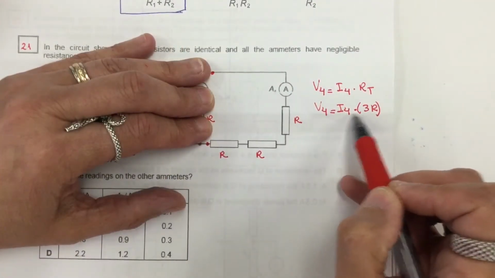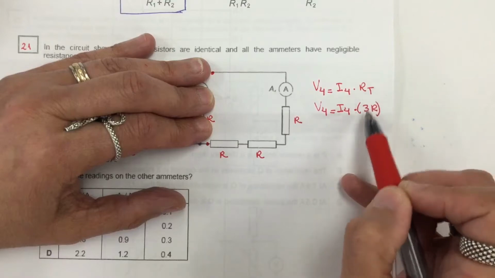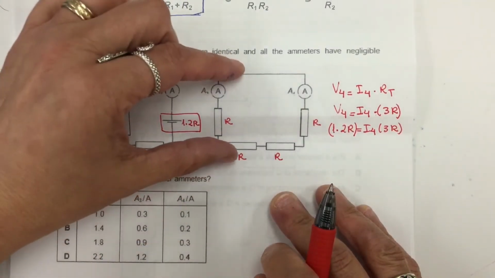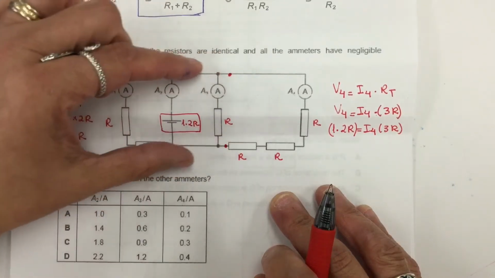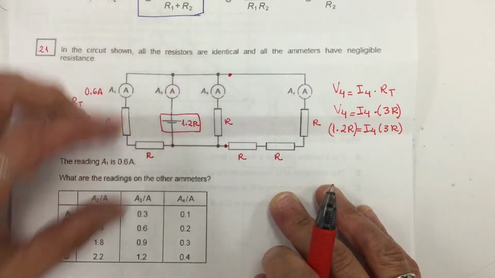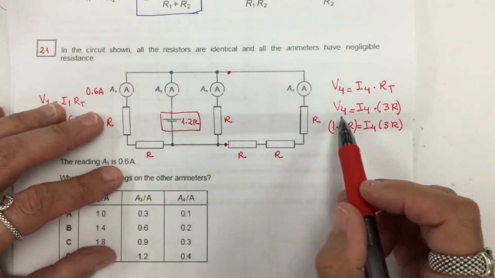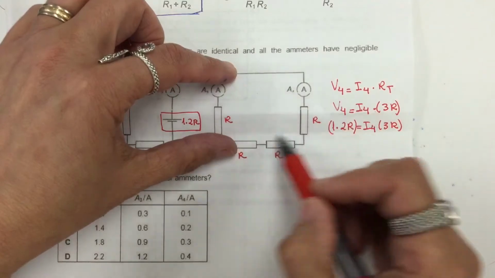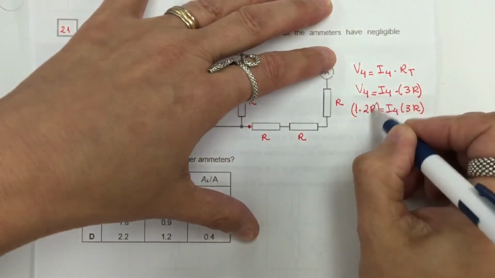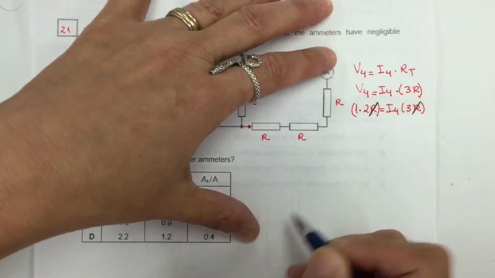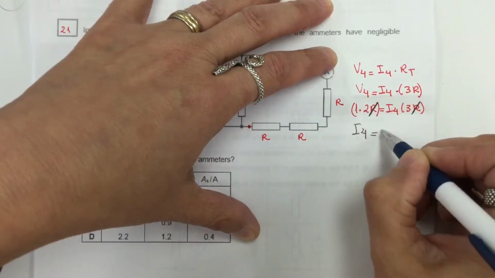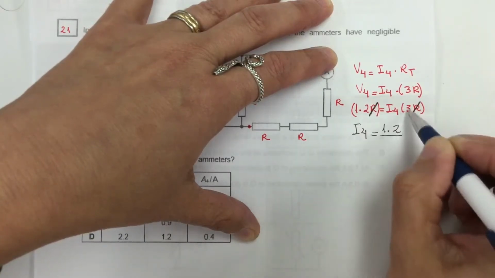So it looks something like this: I4 times 3R. Now remember, the voltage on this branch is the same as on this one, 1.2 R. So V4, the voltage on this branch, is 1.2 R as well. So we can cancel R with R, and now we can calculate I4 as 1.2 divided by 3.